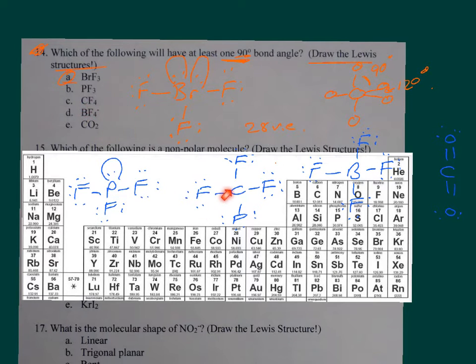If we went to CF4, this is what it would look like if we did around the outside and then the inside. Again, 4 directions, also tetrahedral, also 109.5. Then if we do the same thing with BF4 minus, remember to add in that extra 1 electron, you get 4 directions. It also is tetrahedral. And lastly, CO2 only has 2 directions. This one we had to share in order to help the carbon out a little bit. But it only has 2 directions, so it really would be linear and the bond angles would be 180 degrees. So the correct answer is A.